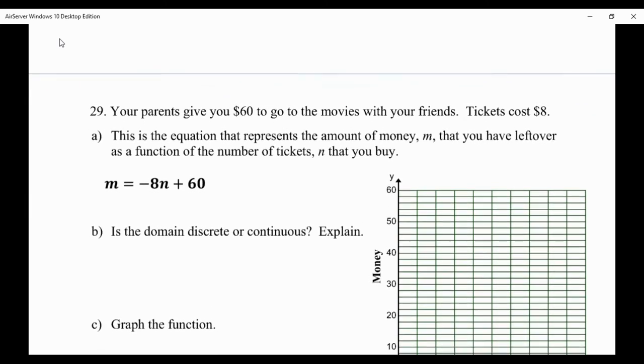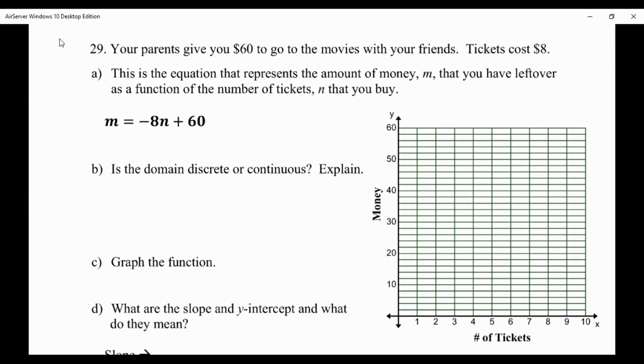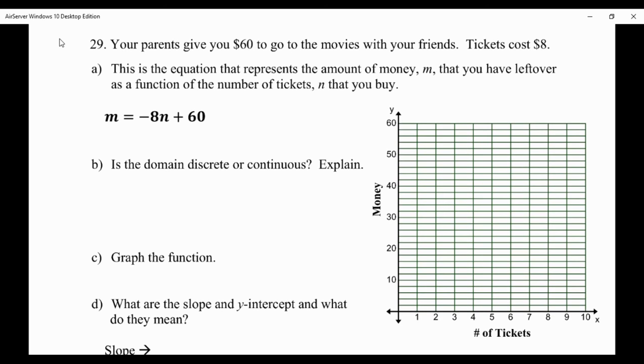For number 29, your parents give you $60 to go to the movies with your friends. Tickets cost $8 a piece. This equation represents the amount of money M that you have left over in terms of the number of tickets that you buy.